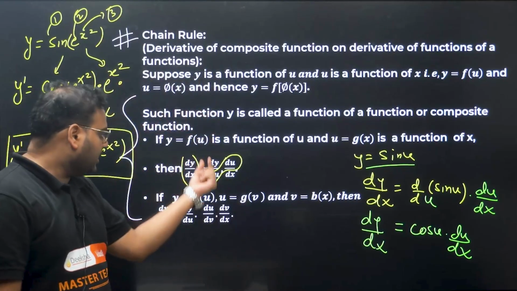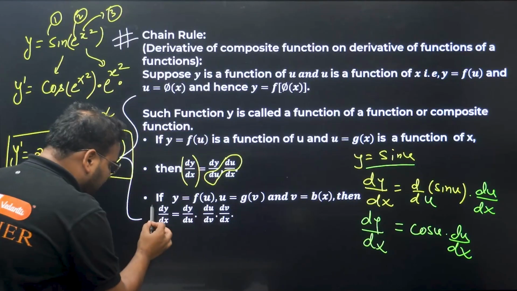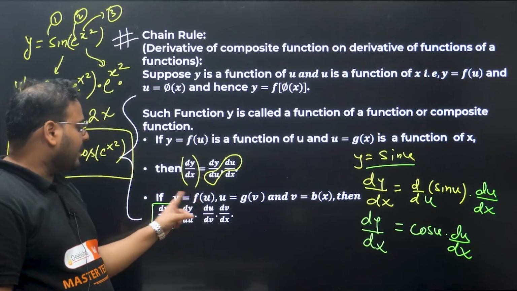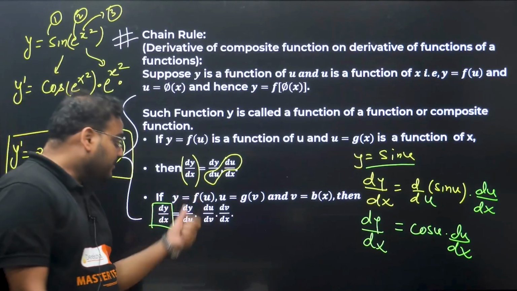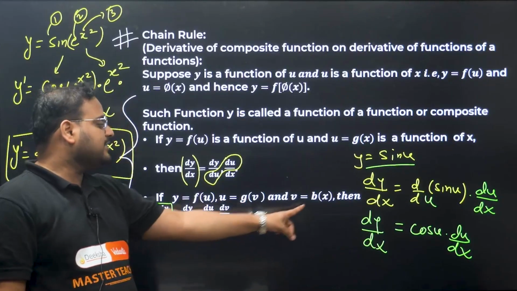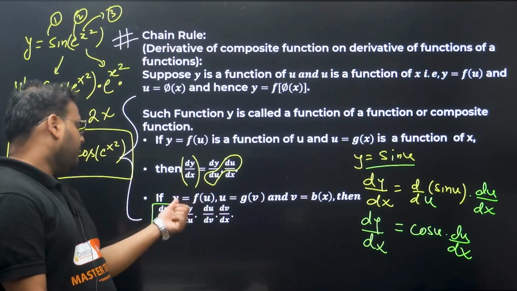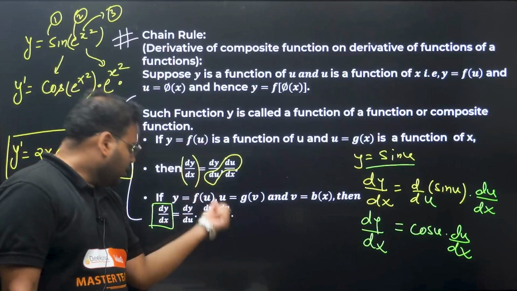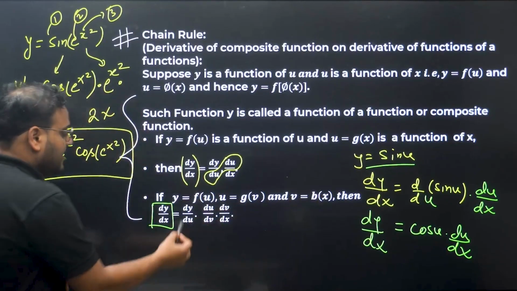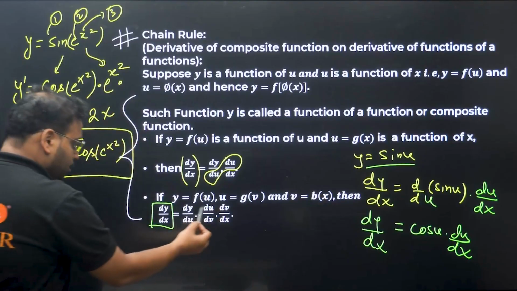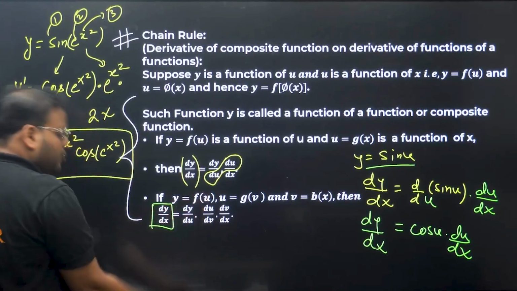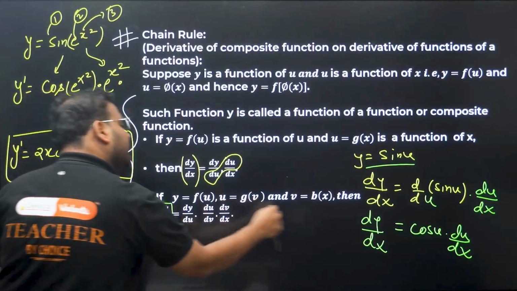Okay, so you continue like this. For example, I want the value of dy by dx, but y is a function of u, u is a function of v, and v is a function of x. So I have to differentiate like this: y derivative with u, u derivative with v, and v derivative with x.